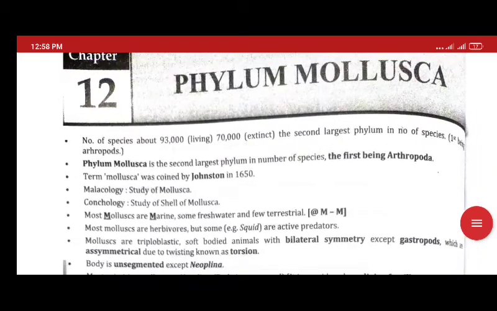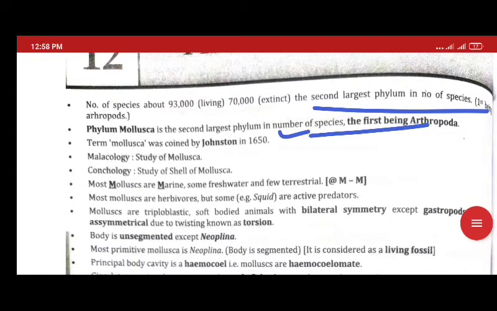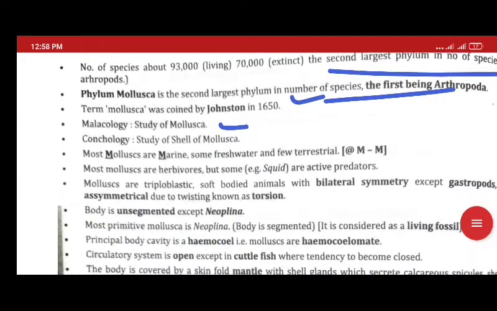So now, the number of species: this is the second largest phylum, as I have said, Mollusca second largest. The first is Arthropoda. Remember this term: the study is called malacology. Now, the study of shell. The molluscan phylum animal body has shells.